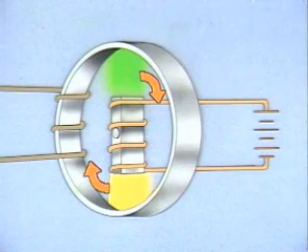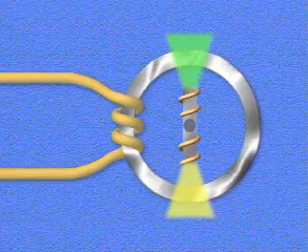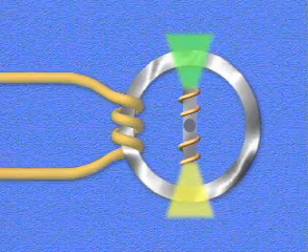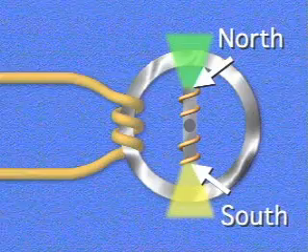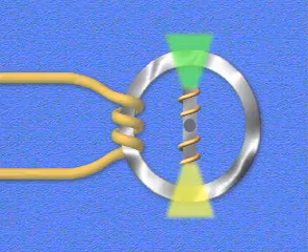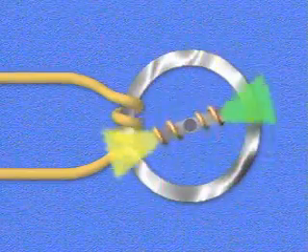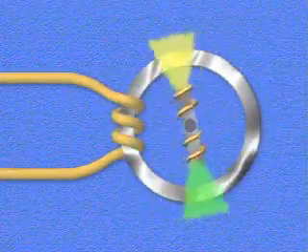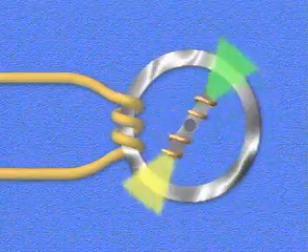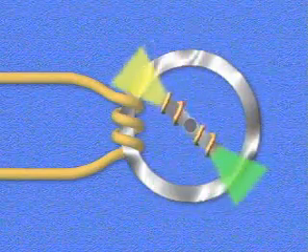The third requirement for inducing voltage is relative motion between the magnetic field and the conductor. Here's an illustration that shows how voltage is induced when the electromagnet rotates. This electromagnet has a north pole and a south pole. The magnetic fields at the two poles are opposite in polarity. As the electromagnet rotates, the magnetic fields cross the conductor and induce a voltage. We can say that the north pole induces a positive voltage and the south pole induces a negative voltage.